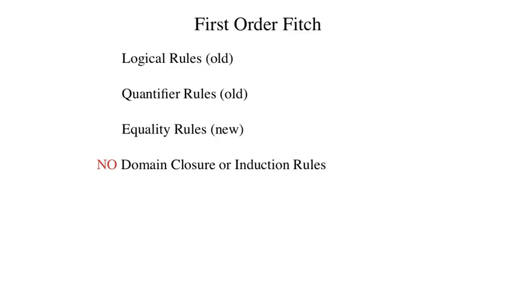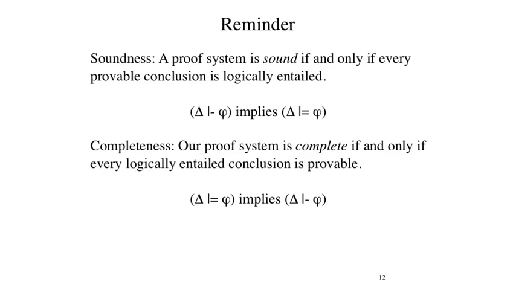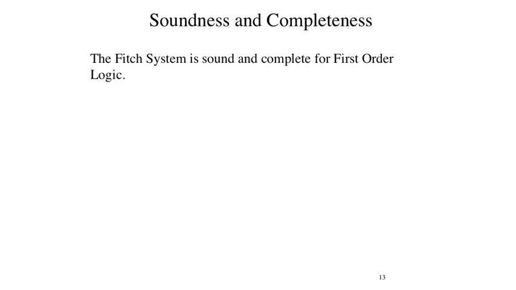Okay, now let's see what we can say about this proof procedure. Remember that a proof system is sound if and only if every provable conclusion is logically entailed. In other words, if we can prove a sentence from a set of premises, then the set of premises logically entails the conclusion. And a proof system is complete if and only if every logical conclusion is provable. In other words, if a set of premises logically entails the conclusion, we can prove it.